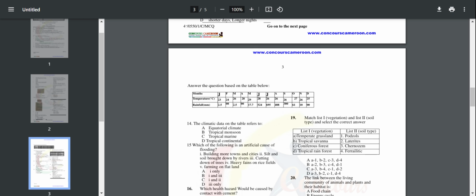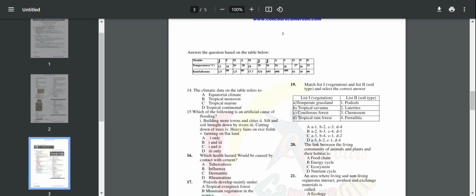Question 15. Which of the following is an artificial cause of flooding? The answer is B, which is 2 and 3.